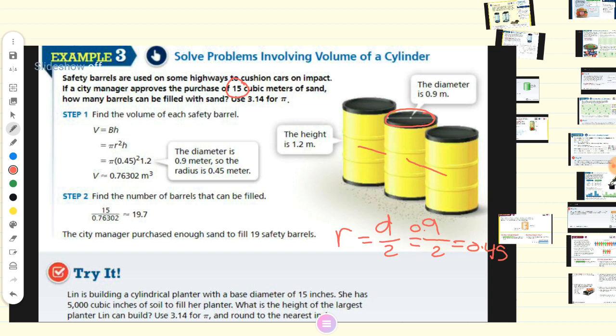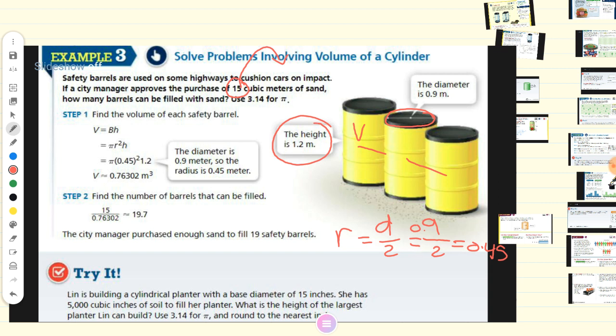So we need the number of barrels. Number of means divide. Divide what by what? Divide the volume by the volume of each one. So I need to find the volume of each one, then divide the whole volume by the volume of one barrel. To find V, we have to use the information. The height here equals 1.2 meters.